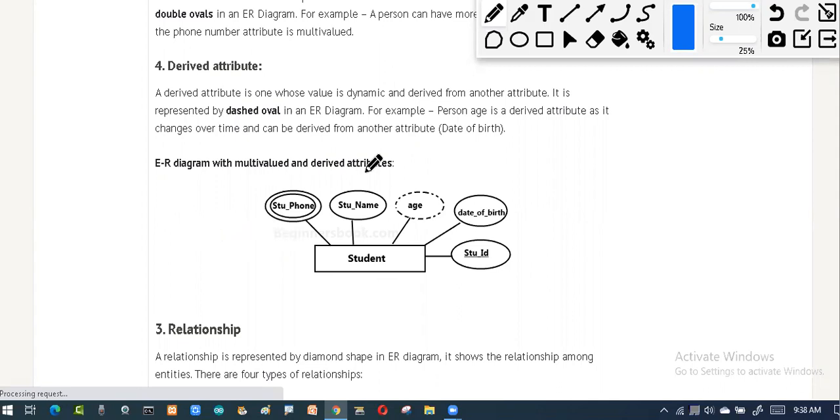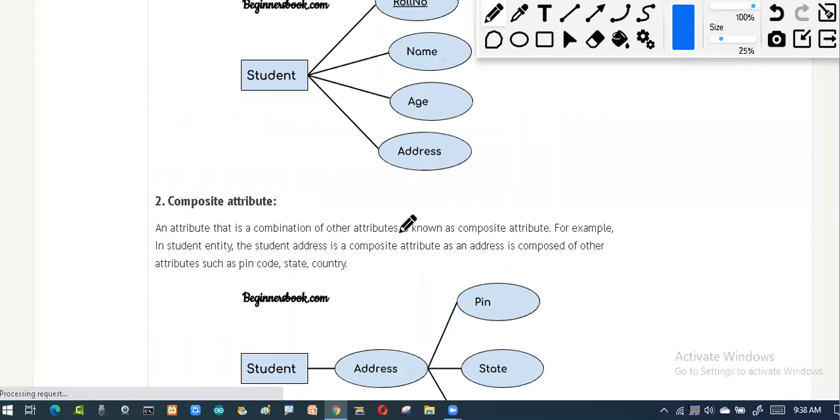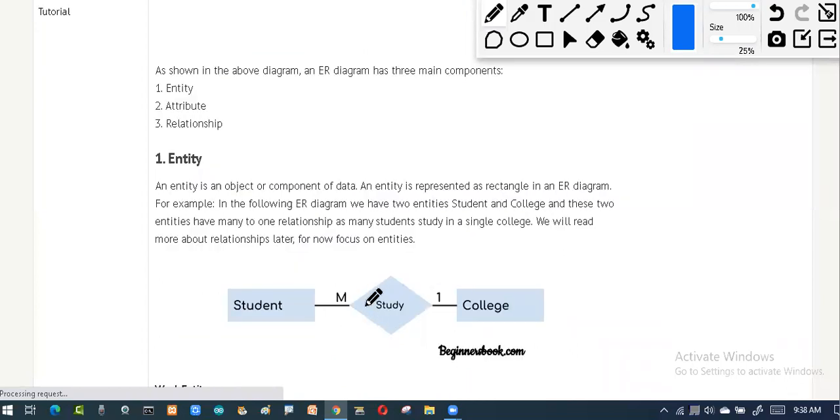So this is what the entity has been finished. Now we are going to move on to the relationship. Coming to the relationship, as I told you in the beginning, it is represented within a diamond shape. If you see this, this is the diamond shape. This is denoted with a diamond. We call this a relationship.